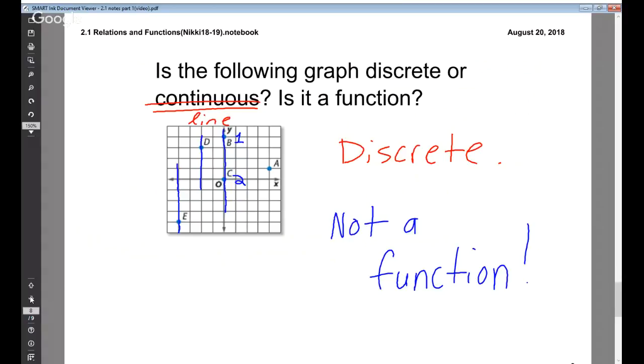So there you have it, kids. We've covered the definition of domain and range. We know the difference between discrete and continuous. And we also know how to use the vertical line test to determine if a graph is a function or not.